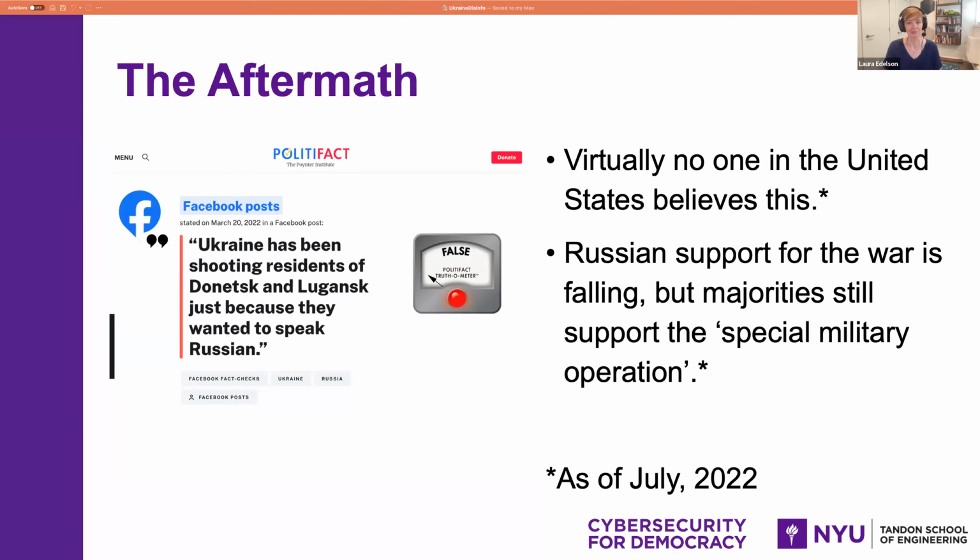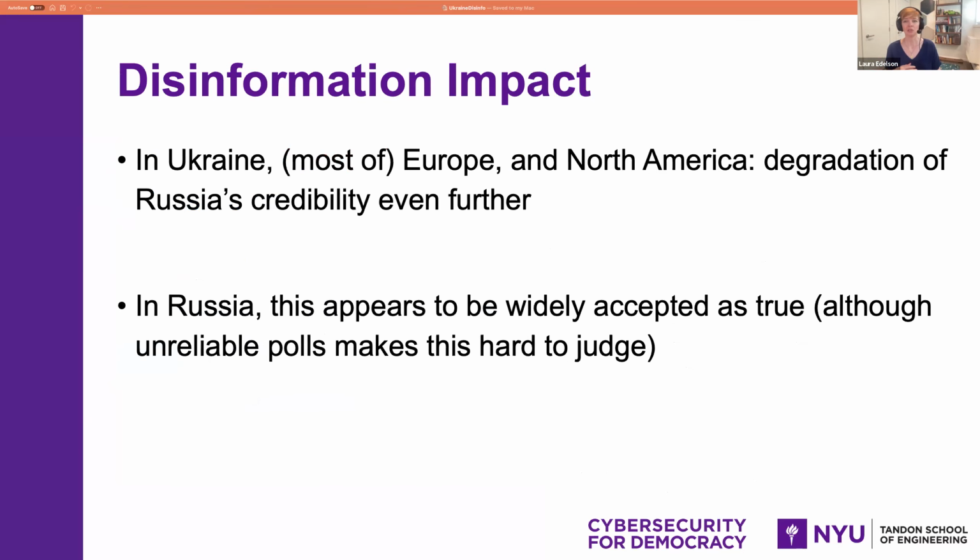Let's think a little bit about what the impacts of this are. So the impact in the West of all of this has largely been to destroy what little credibility Russia had. However, there is a very different picture inside Russia and also in some other regions, particularly the Middle East and Francophone Africa.